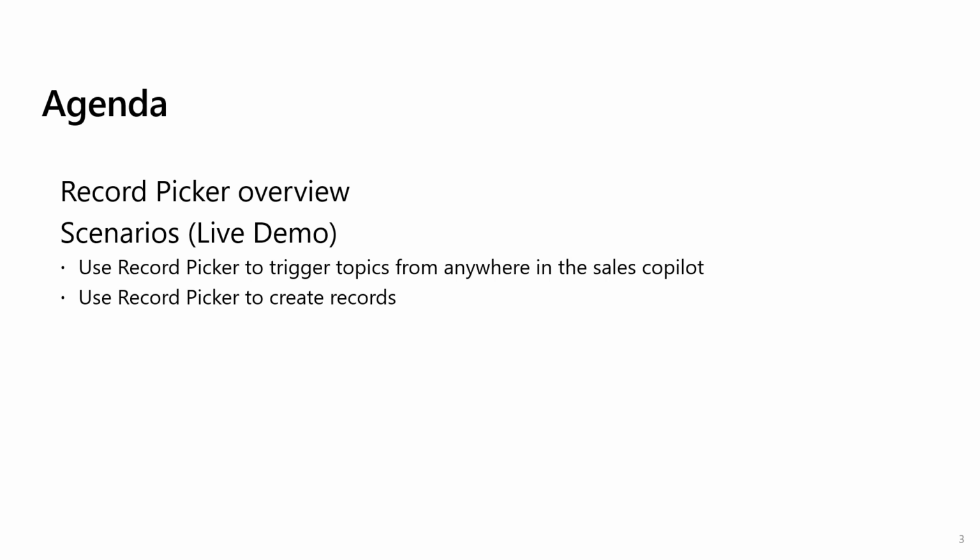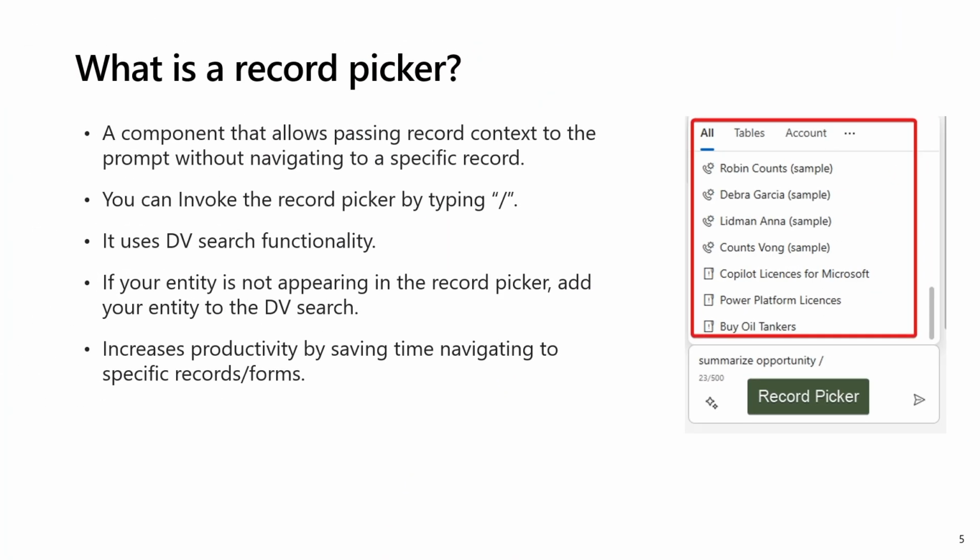We have a couple of scenarios. We walk you through how you can use Record Picker with your topics to enhance the user experience. Here are a couple of things about a Record Picker. It's a component that allows you to pass the record context to your prompts without navigating to a specific record or a location in your app.